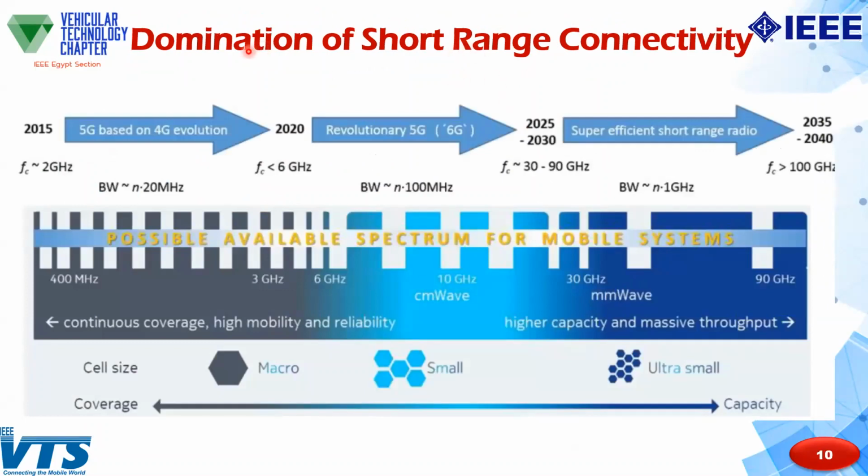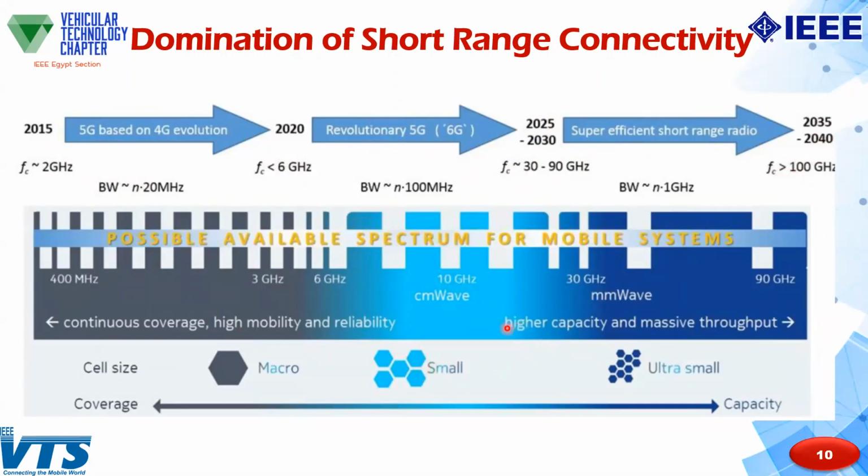We have some sort of phenomenon called domination of short-range connectivity. What is the meaning of this? When you are moving toward 5G from 4G, you are going from 2 gigahertz up to 6 giga. Now we are moving from 6 giga up to 30 to 90 giga, or what we call millimetric wave, revolutionary 5G. And in order to have super efficient short range communication, which is called 6G plus, we're talking about 2035 or 2040, we are going to use sub-terahertz systems.